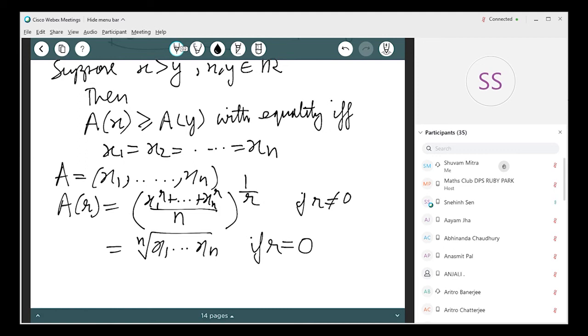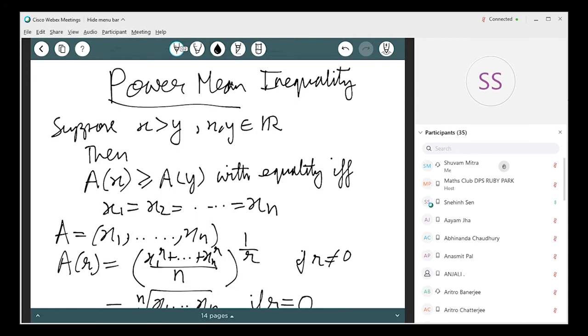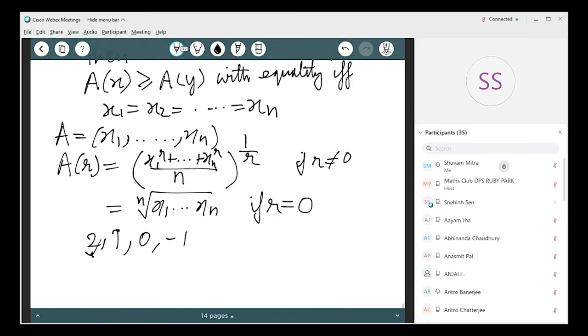We have verified this inequality for 2, 1, 0, and -1. This is the QM, this is the AM, this is the GM, this is the HM. But this is the general power mean inequality. If r is equal to 0, then 1 by 0 becomes undefined. That's why I defined the function separately for r not equal to 0 and r equal to 0.